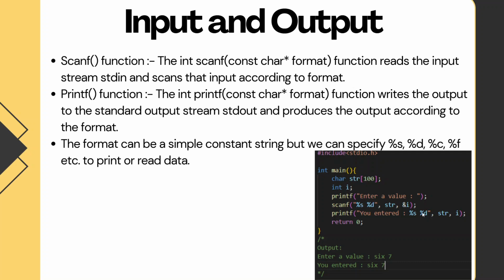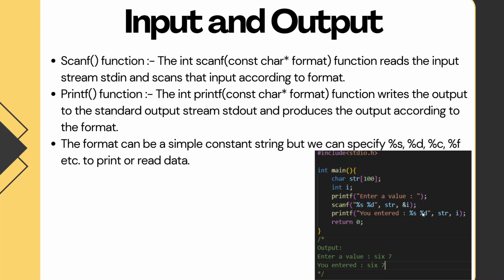scanf function. The int scanf(const char *format, ...) function reads the input from the standard input stream and scans that input according to the format. printf function. The int printf(const char *format, ...) function writes the output to the standard output stream and produces the output according to the format. The format can be a simple constant string, but we can specify %s, %d, %c, %f, etc. to print or read data.